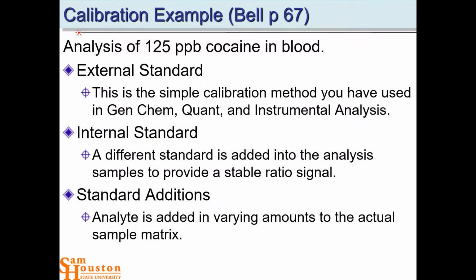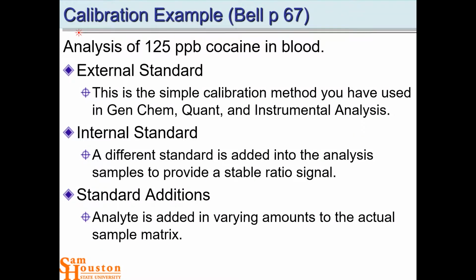Okay, so then anything left about the sample matrix. The standard additions, the one negative on that one is you actually have to have a fairly large amount of your unknown sample, because you've got to take your blood sample and now divide it into 4 or 5 different aliquots that you're going to add standards to. So you take your blood sample that contains 125 parts per billion cocaine, and then you add to it more cocaine.